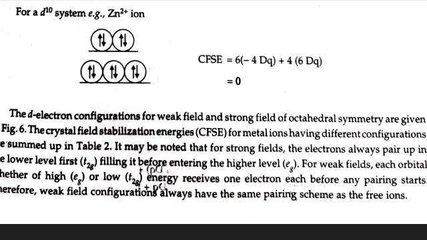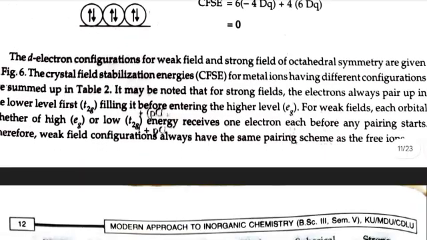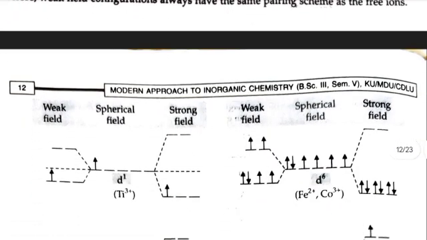It may be noted that for strong fields, the electrons always pair up in the lower level first, t2g, filling it before entering the higher level. For weak field, each orbital, whether of high or low energy, receives one electron each before any pairing starts. Therefore, weak field configurations always have the same pairing scheme as the free ion.